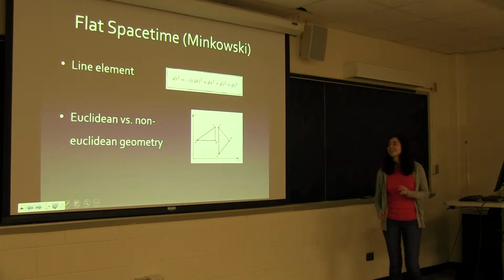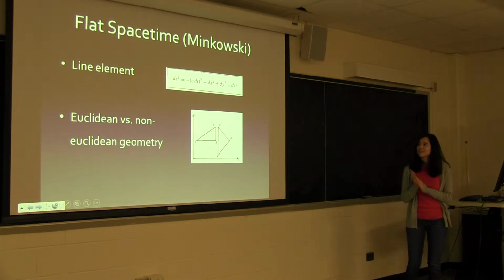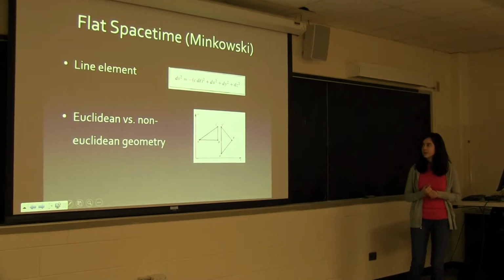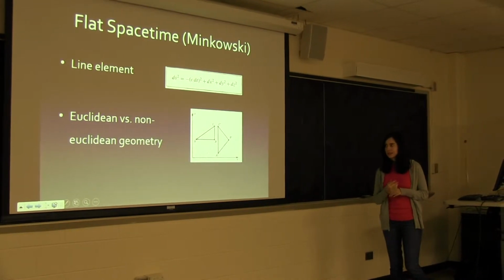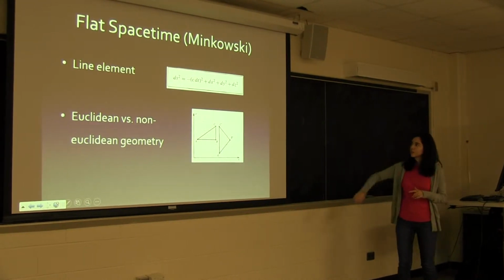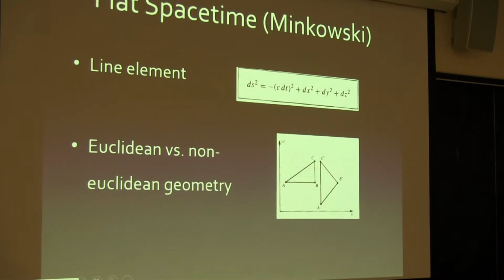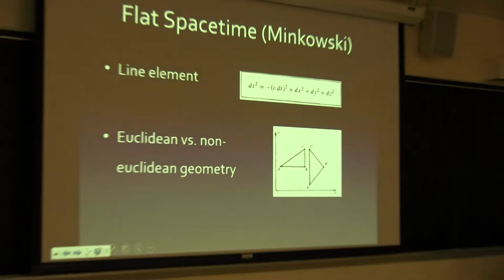So, flat space-time. Flat space-time is called Minkowski space-time, so anytime you hear someone say it's in Minkowski, they're just talking about flat space-time. The line element is the equation we show here, which is basically like the Pythagorean theorem, but in 3D, and it also includes the time component.